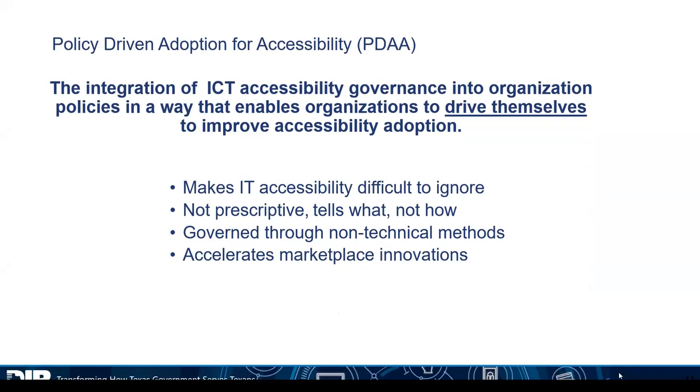And so myself and my counterparts in Massachusetts, Sarah Bourne, and Jay Wyant in Minnesota, worked with the National Association of State CIOs to build what was called policy-driven adoption for accessibility. This is a governance model that integrates accessibility into organizational policies in a way that helps organizations really drive themselves to improve accessibility adoption.